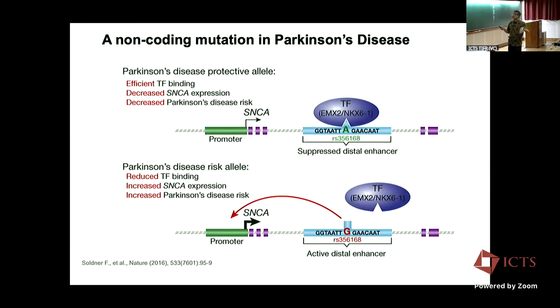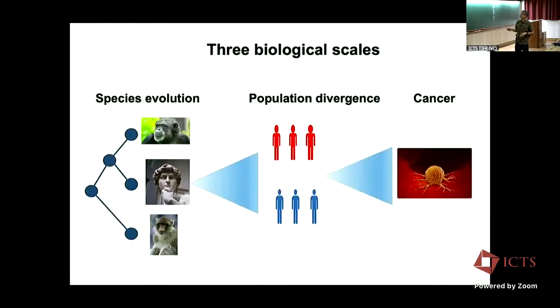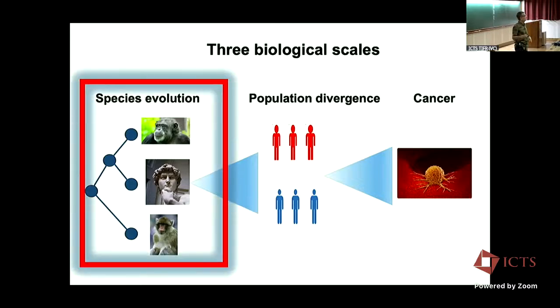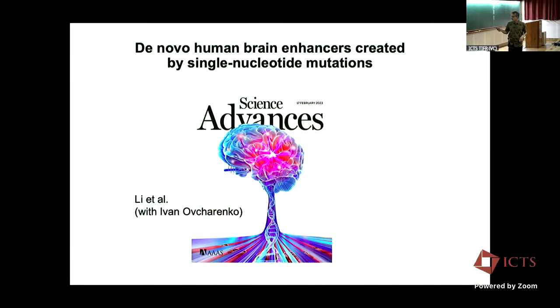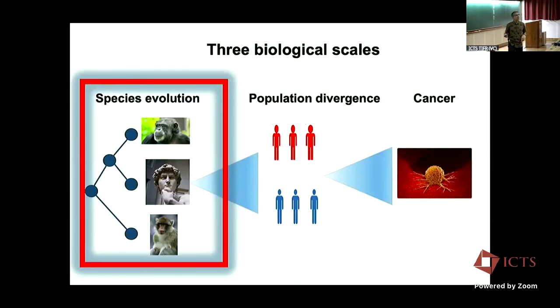This is just an example. I'll skip it. There are many examples. So these questions can be studied at three different levels: at the evolutionary level, right? What happened during species evolution? What happened during population divergence, polymorphisms, and how that affects our disease propensity from the non-coding SNP perspective? And finally, somatic mutations in cancer, which also happen, most of them, in non-coding regions. Are they totally useless or neutral or what? Right? I don't think so.